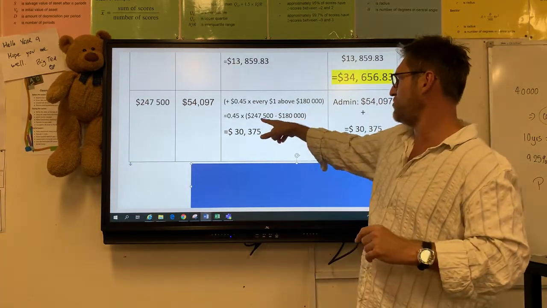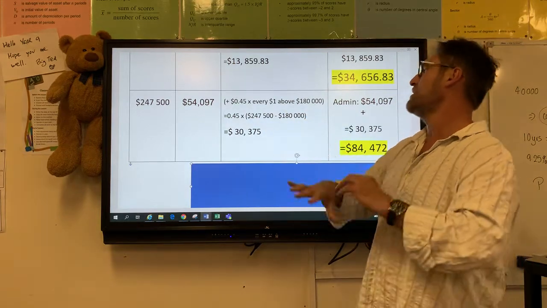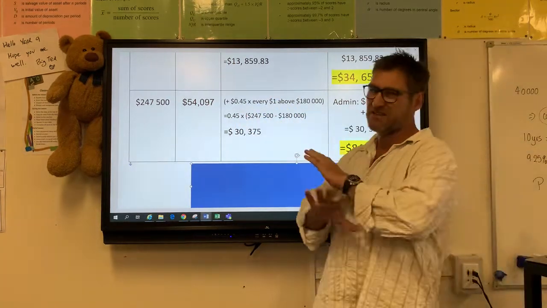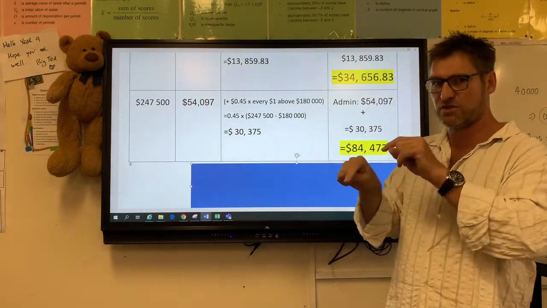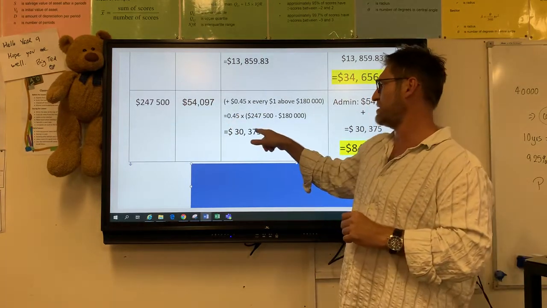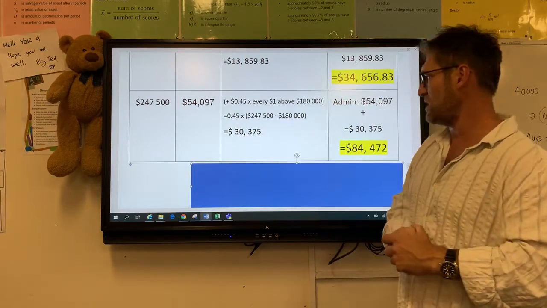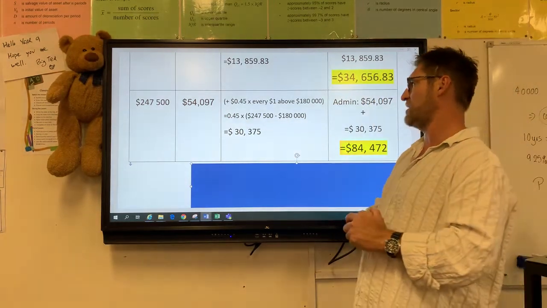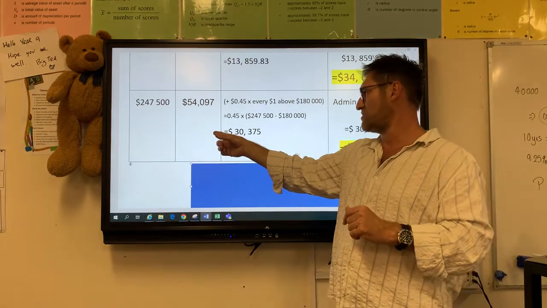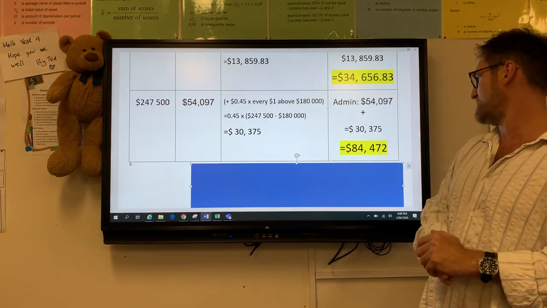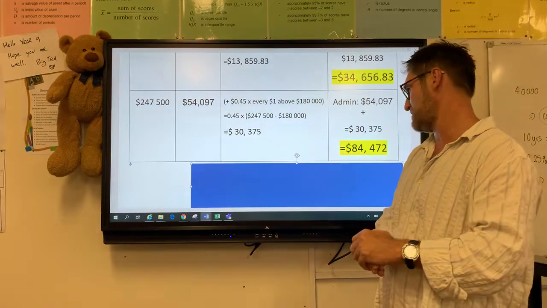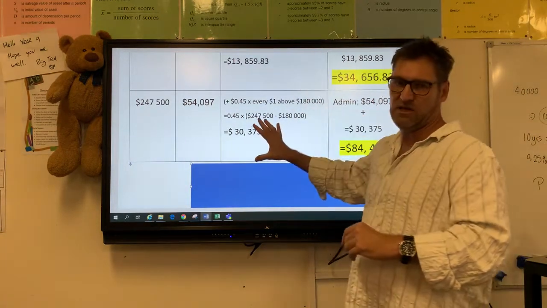Here he is here, 247, take off the 180. He's gone over by that amount. The government doesn't take all that money. It just says we want 45 cents worth. Type that into a calculator. Hopefully get this figure here. $30,375 plus the $54,000 as an admin fee. Adding those two together, $84,472. All right, a lot in that one.